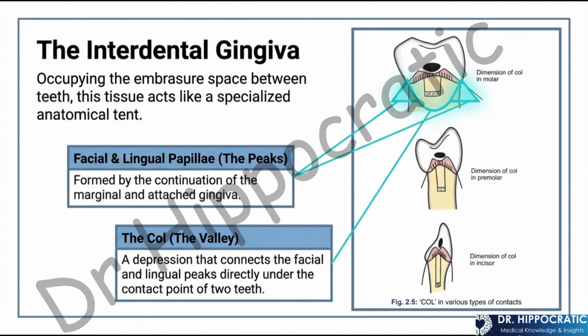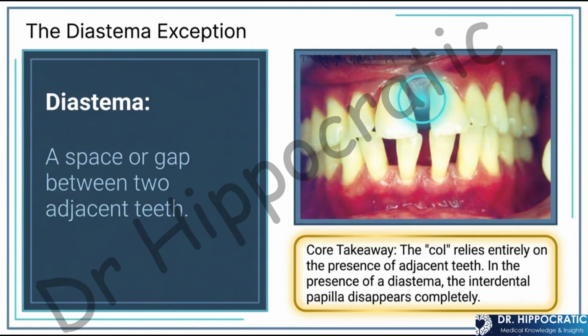But wait, what if that contact point between the teeth simply isn't there? What happens to the valley? Now coming to next slide. This illustrates the absolute reliance of the soft tissue on the hard tissue. It's a great principle. Slide 6 is titled The Diastema Exception. It provides a clear definition. Diastema, a space or gap between two adjacent teeth.